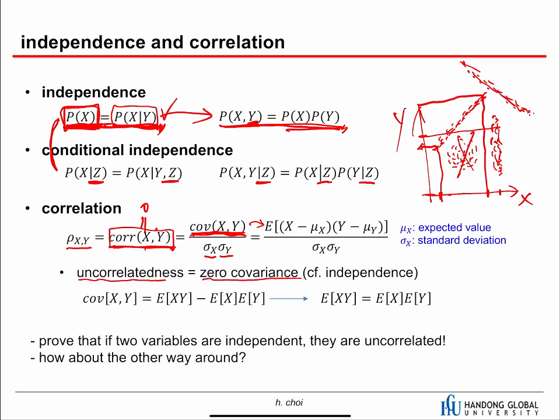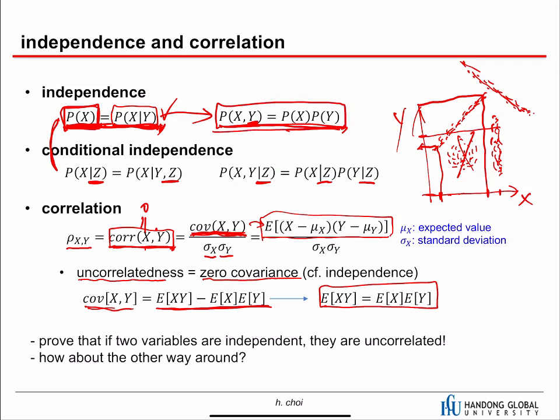So since the covariance is zero, this should be zero. Then we can rewrite the covariance. The covariance can be rewritten by this. Then when the covariance is zero, we get this one. Okay, so we have a similar equation here. If x and y are independent, then p of xy is p of x times p of y.